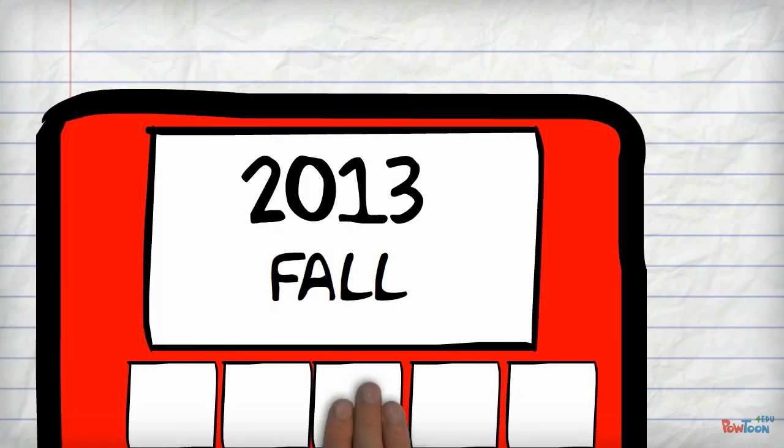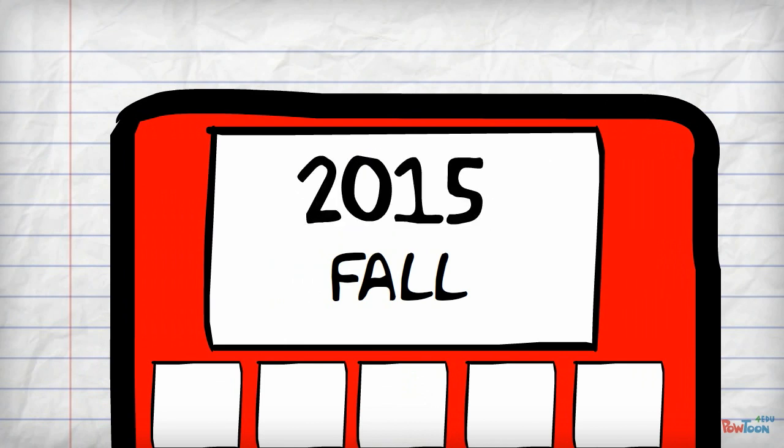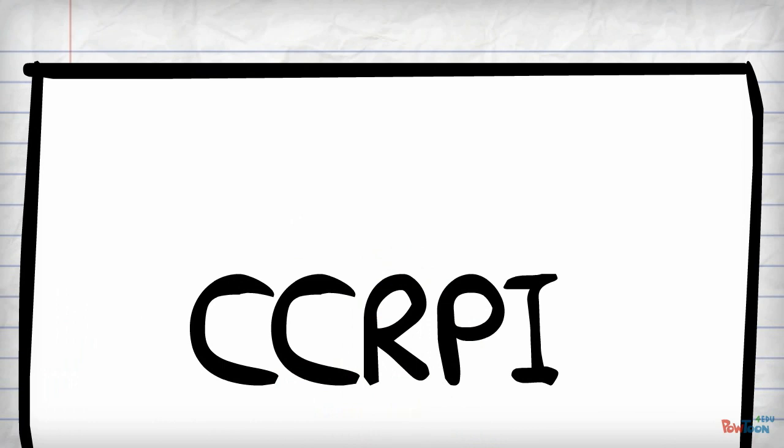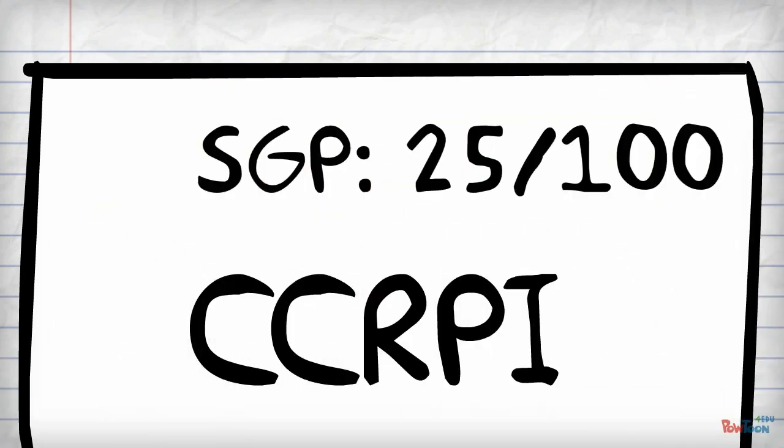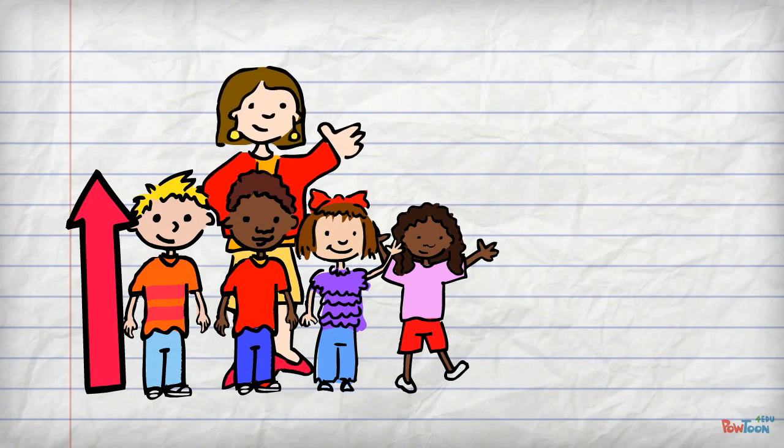The CCRPI is an annual report which helps the public better understand how the schools are serving their students. SGP is worth up to 25 of the possible 100 points of the CCRPI. Student growth is becoming a bigger presence in how education is changing to better serve students, teachers, and schools.